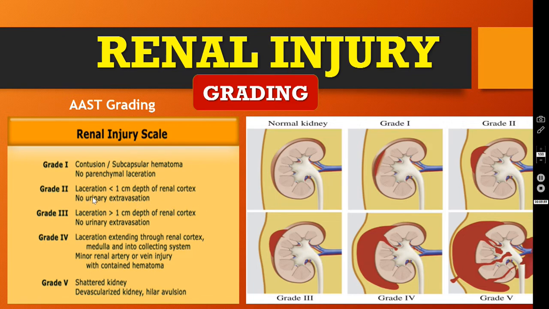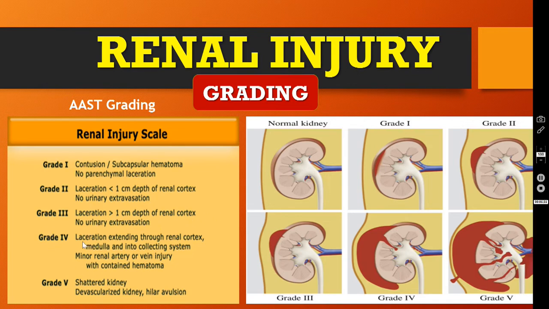Whereas in grade 2, there is laceration, but it is less than 1 centimeter depth of the renal cortex, with no urinary extravasation, and there is a subcapsular hematoma here. Grade 3 is laceration of more than 1 centimeter of the renal cortex, no urinary extravasation, and no involvement of the collecting system.